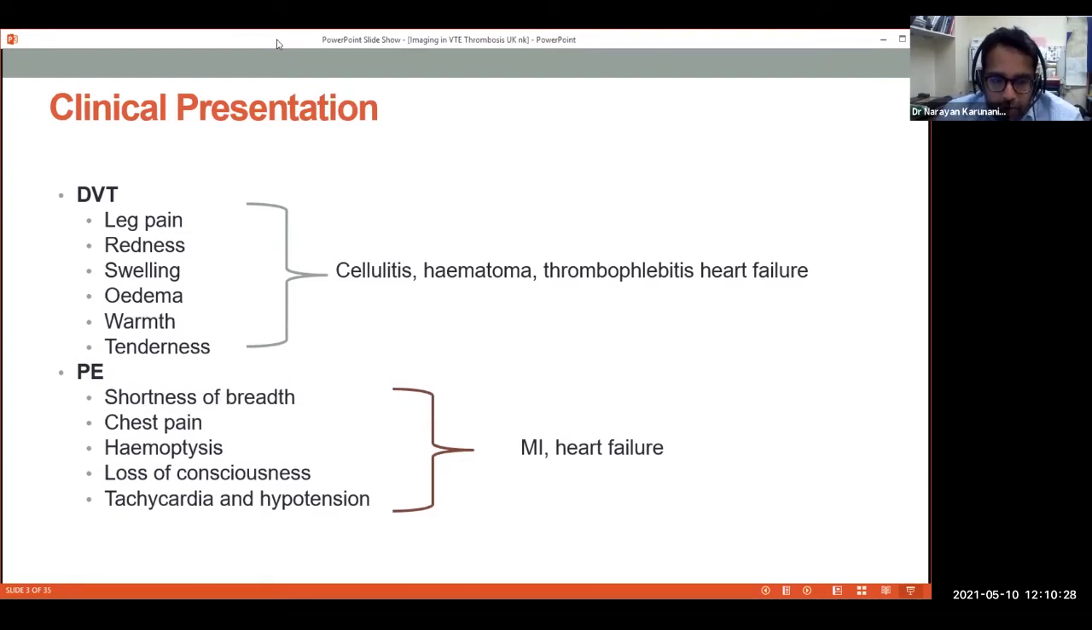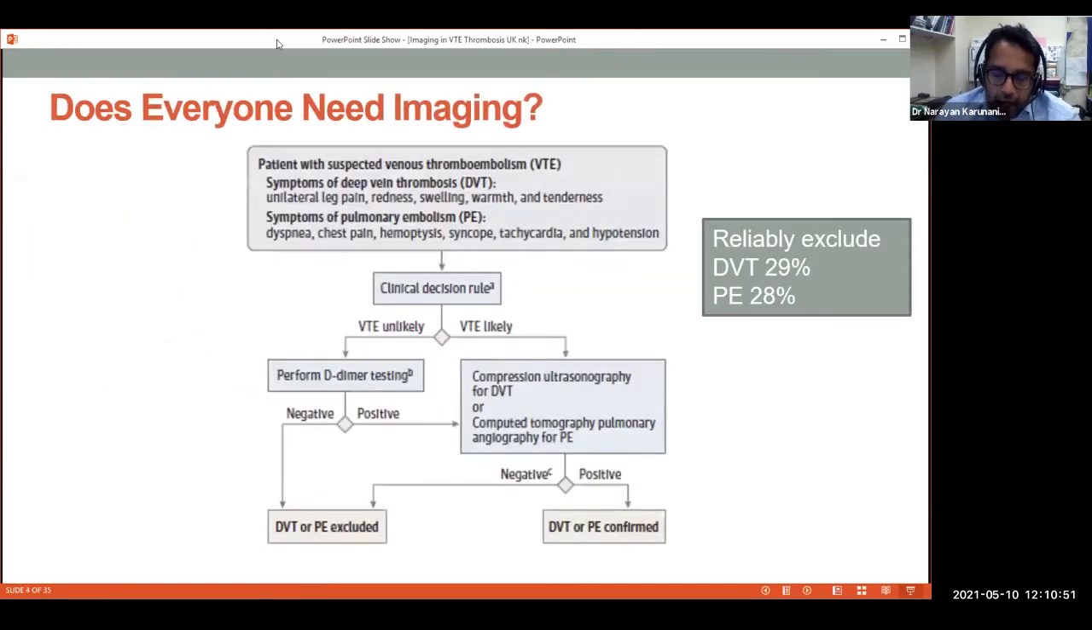And the same is true also for pulmonary emboli. Typically, we would present with shortness of breath, chest pain, coughing up blood, loss of consciousness or syncope, tachycardia, heart beating fast, and hypertension. But similarly, a number of other conditions like myocardial infarction or heart failure can present in a similar way. So, and therein lies the importance of having a reliable way of having a diagnosis of venous thromboembolic disease.